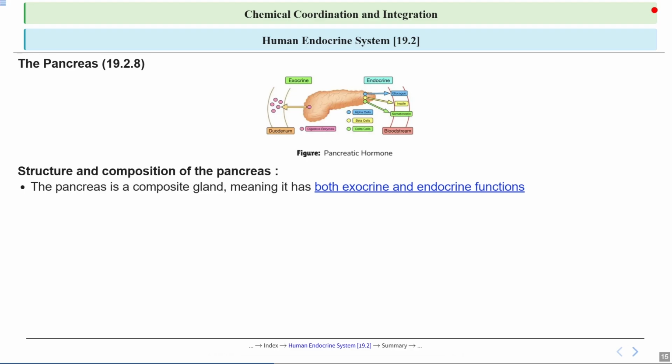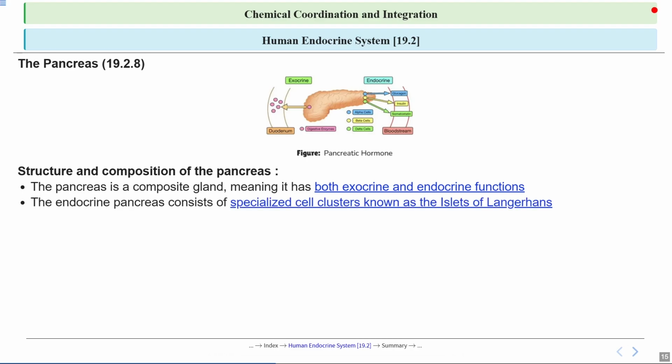The pancreas is a composite gland, which means it has two main functions. One is exocrine, where it produces digestive enzymes that help break down food in the small intestine, and the other is endocrine, where it releases hormones like insulin and glucagon directly into the bloodstream to regulate body sugar levels. So the endocrine pancreas contains clusters of specialized cells called islets of Langerhans, which produce hormones like insulin and glucagon to regulate sugar levels in the body.